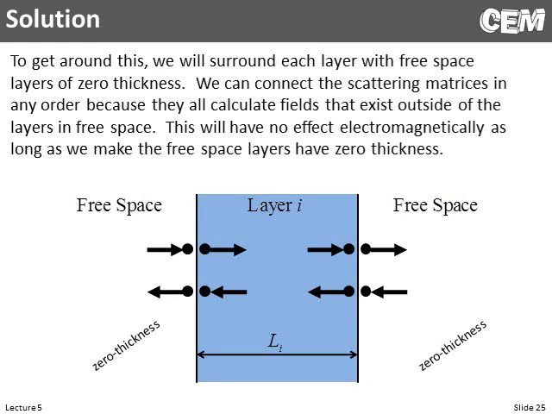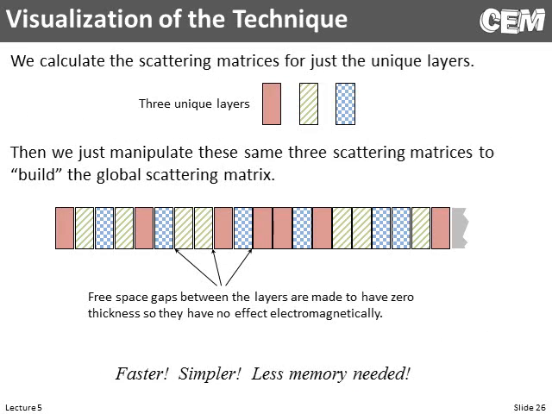We're going to go back to how we defined our scattering matrices. We're going to pull a layer out from the stack of layers, and we're going to surround it by free space on both sides. And so now each of the layers, in a sense, will be surrounded by free space. But as long as we make the free space gap between all the layers have 0 thickness, electromagnetically it will have no effect. Okay, we have more to talk about to figure out how to do that.